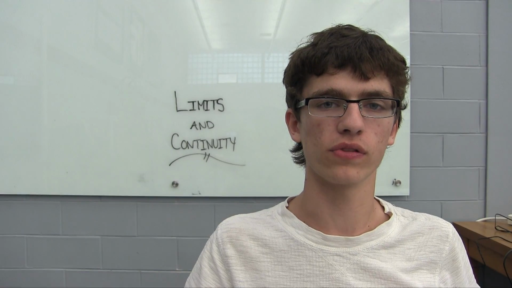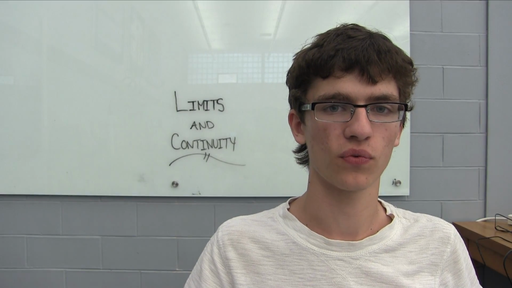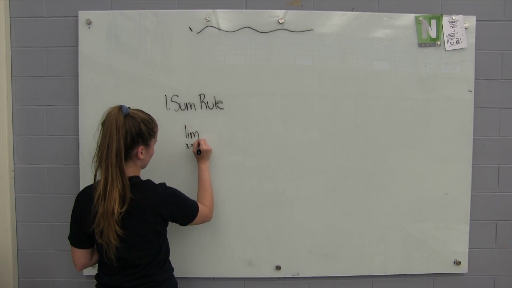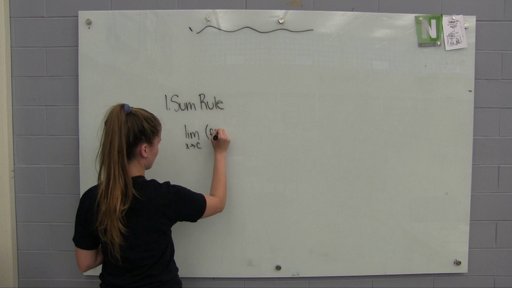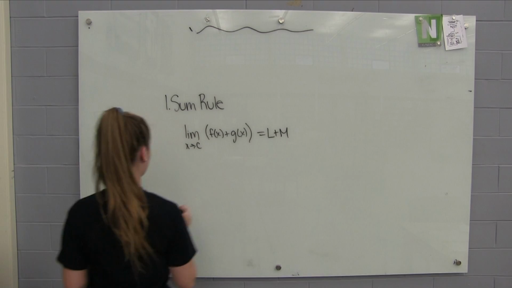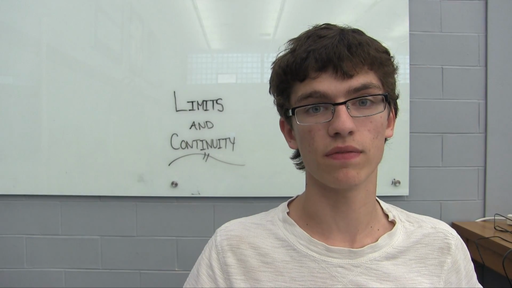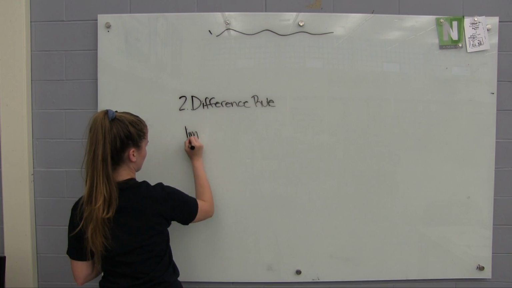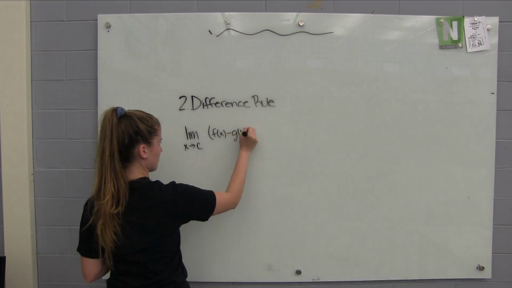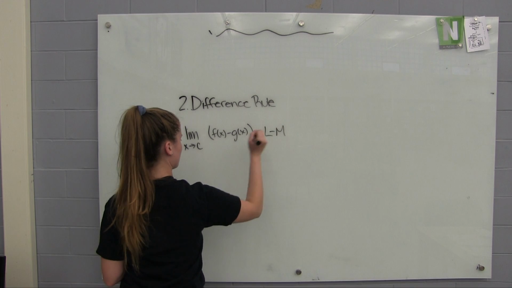Now that you're familiar with limits, consider these 6 properties. Number 1, the sum rule. This rule basically states that the limit of the sum of two functions, f of x and g of x in this case, is the sum of their respective limits. On the opposite side of this, we have the difference rule. This rule states that the limit of the difference of two functions, f of x and g of x, is the difference of their respective limits.